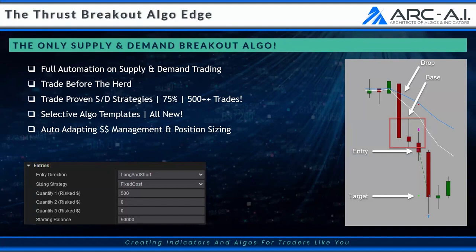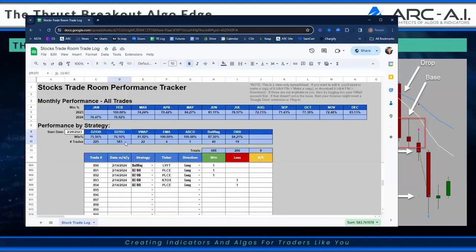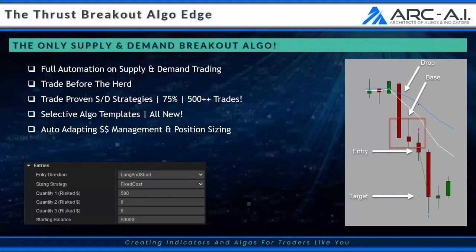Trading proven supply and demand strategies, again, 75% win rate plus across 500 plus trades. And by the way, here are the current stats. The demand zone breakout: 583 trades, 76% win rate. It's the real deal, real numbers, real trades. We have select algo templates, and we'll show you how to make more templates. Maybe you don't want to trade MNQ, maybe you want to trade the Russell or something else. Cool, we'll show you how to do it.